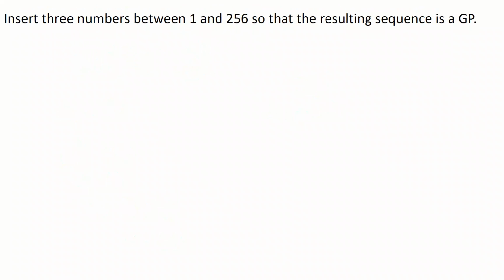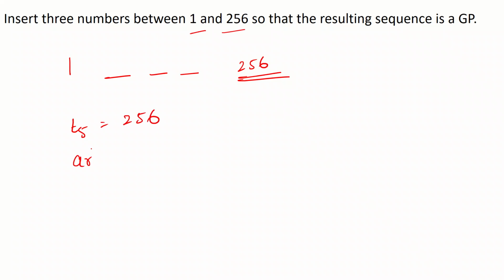Next, insert 3 numbers between 1 and 256 so that the resulting sequence is a GP. So we have 1 and we have 256, and then we have to insert 3 numbers such that all of these 5 numbers are in GP. So this is my fifth number. So I have T5 equal to 256. So I have a r to the power of 4 is equal to 256. My a is actually 1, so I leave it out over here.